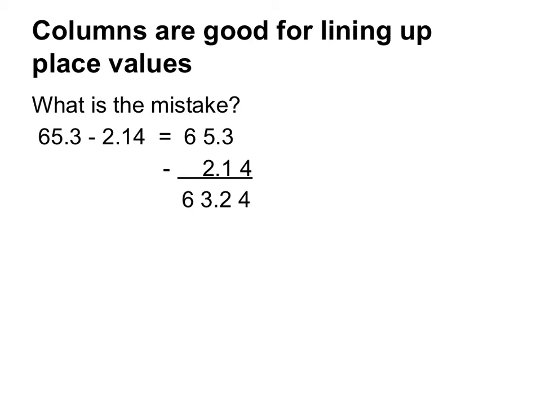Now notice the mistake is not in lining up the place values. They did a good job of that. They have the tenths all lined up. The 3 is in the tenths place. The 1 is in the tenths place. That 2 is in the tenths place. Right? They line up their place values nicely, but they did something else.